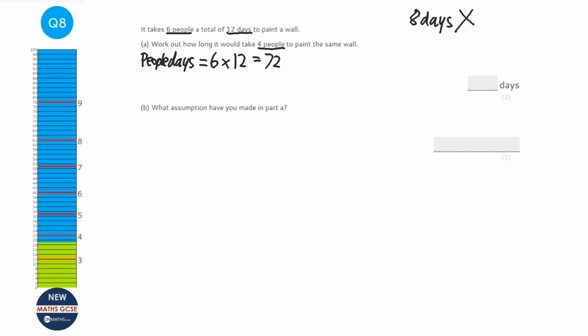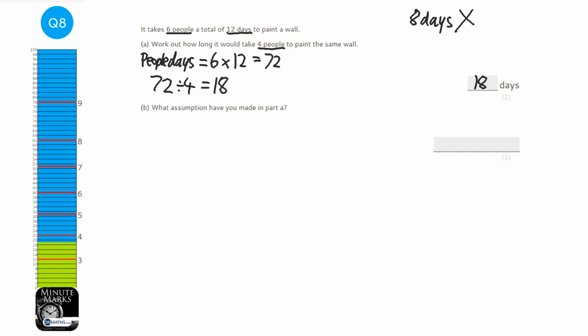So it says we've got 4 people. So what we do is you get the amount of people days, which is 72. But we don't have one person anymore. We've got 4 people, so we're going to divide it by 4. Now an easy way to divide something by 4 is to halve it, then halve it again. So 72 divided by 2 is 36, then halve it again is 18. So the answer is 18 days.